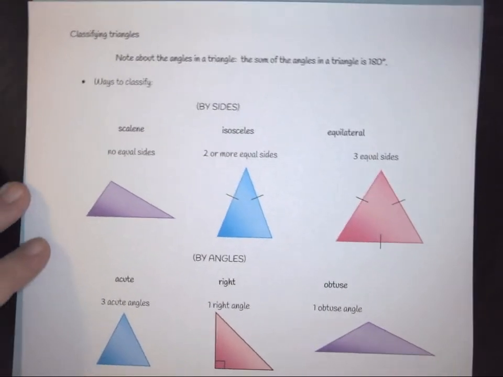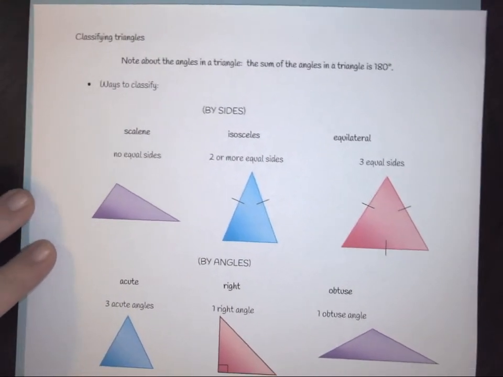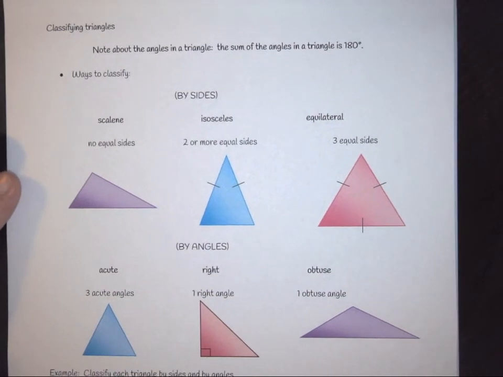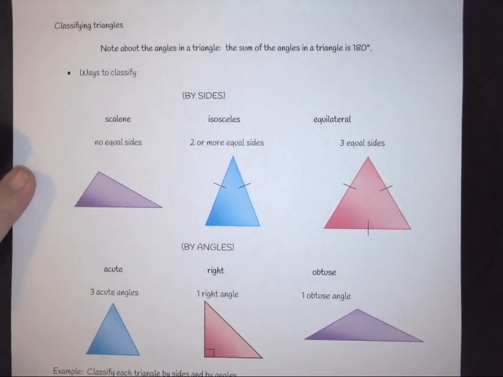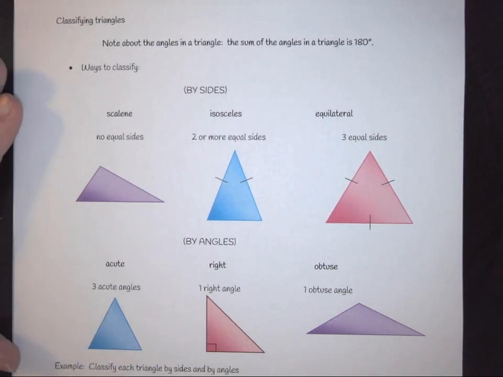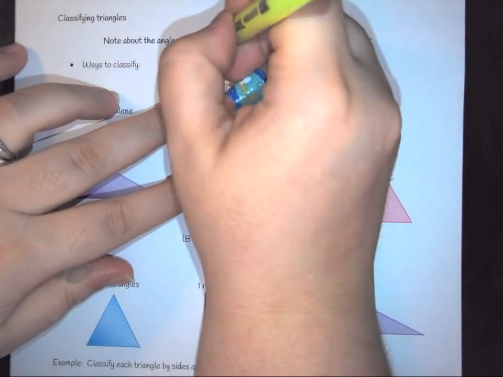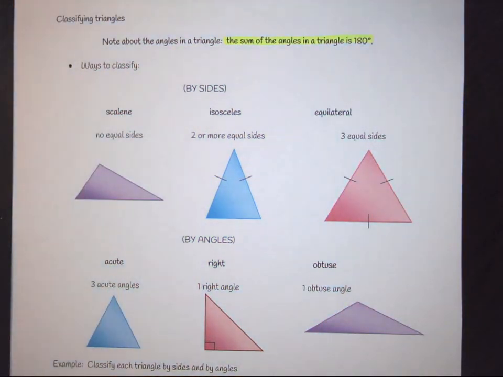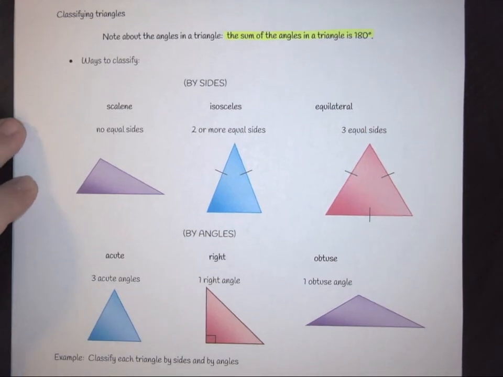Now the very last fun thing that we can do is we can play around with triangles. And one of the things that we like to do with triangles is we again like to classify them. The biggest thing to remember about triangles is that the sum of the angles in a triangle is 180 degrees. Period. Never changing.